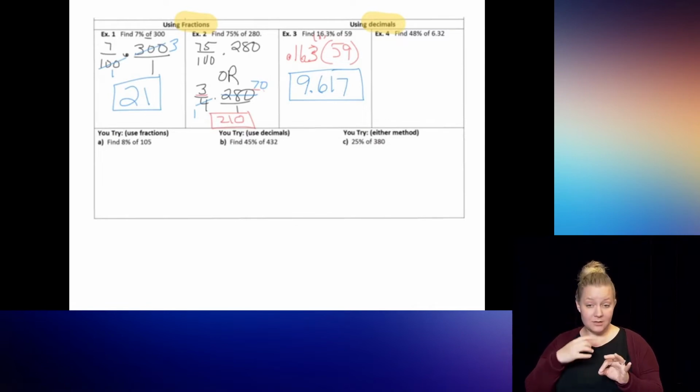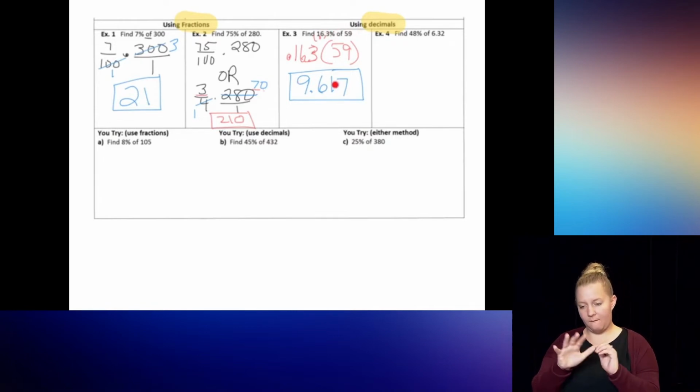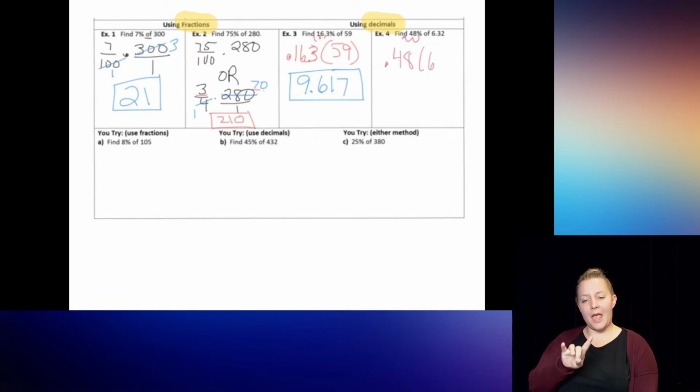Again, let's check if it's reasonable. If I move my decimal one spot over, I know 10% would be 5.9. So 16% needs to be a little more than 5.9, and so that is right here. That's looking good. Okay, last one. 48% is 48 hundredths, because 48 over 100, or I can go tenths hundredths. There's a decimal to go, so I'd say 48 hundredths of, which means times, 6 32 hundredths, or 6.32.